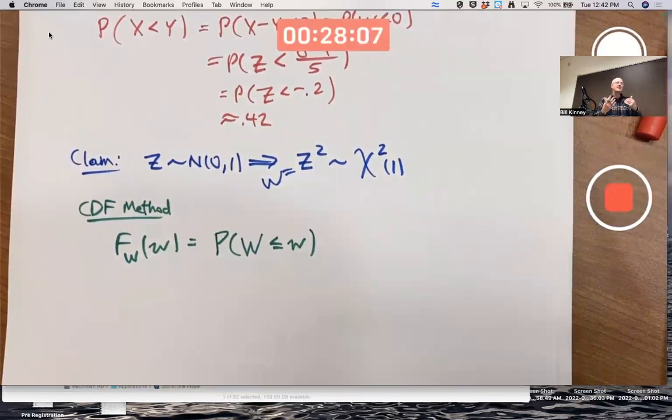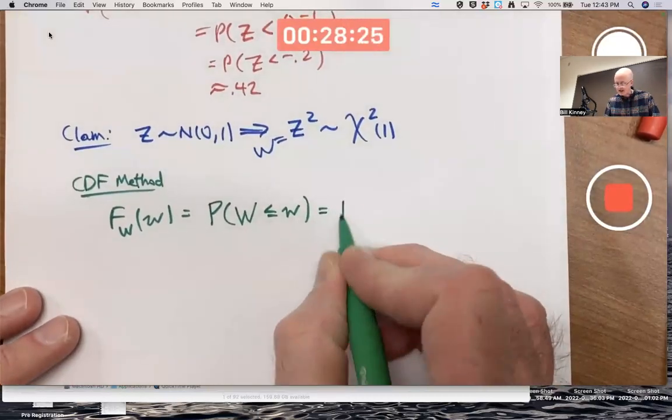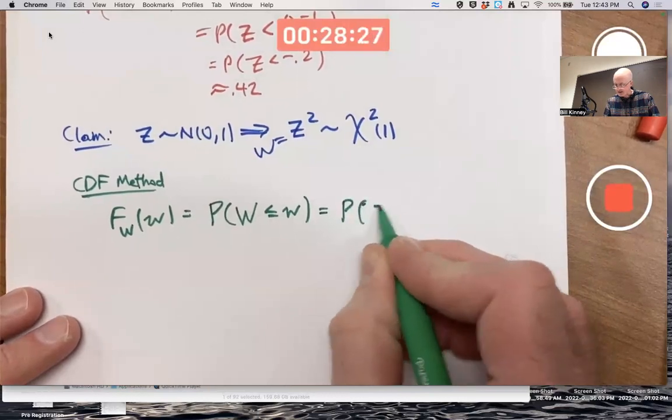If it's a continuous random variable, that could mean doing an integral here. If it's a discrete random variable, it could mean doing a summation. This is continuous, Z is continuous, so W is continuous. So I guess we got to do an integral. Well, maybe we can avoid doing an integral. I mean, the only thing that seems logical to do at first is just replace W with Z squared.